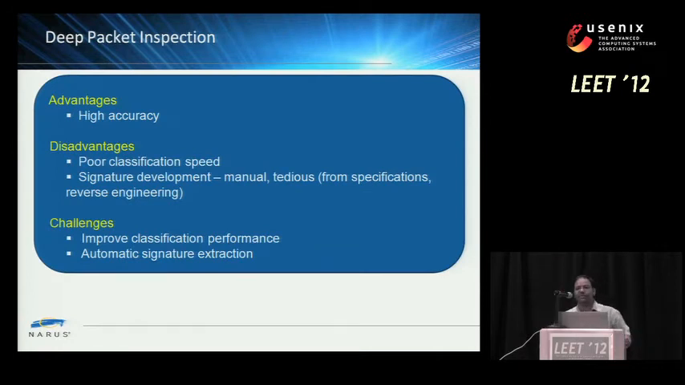Deep packet inspection-based systems have high accuracy. The problem with deep packet inspection is that the performance of classification, that is matching, could be very poor. But this area has received a lot of attention in the research community, so I'm not going to talk about this problem in this talk. On the other hand, signature development for DPI-based systems is still in the dark ages.